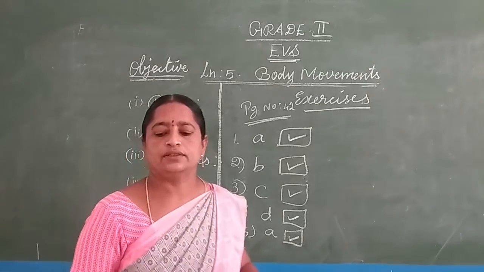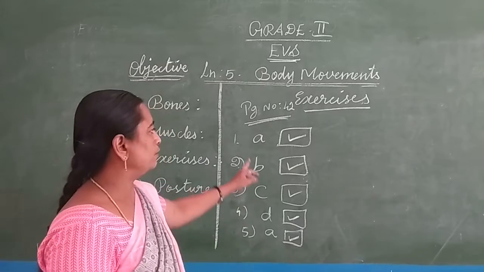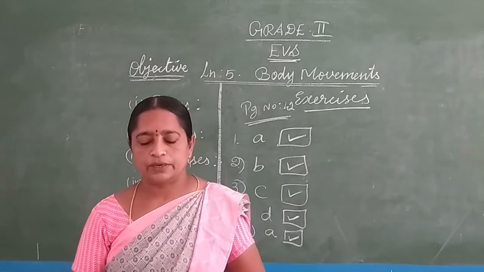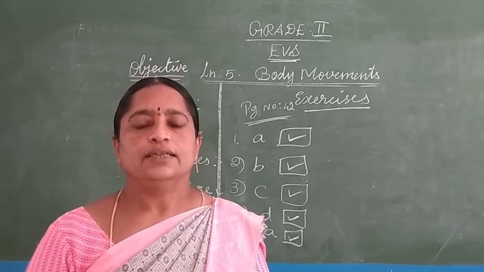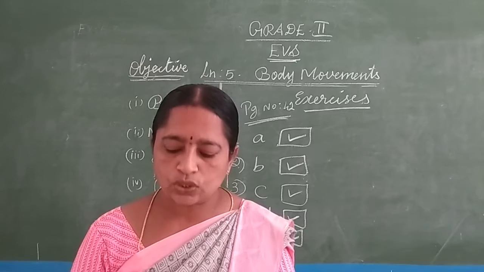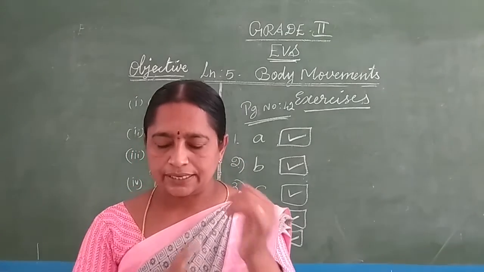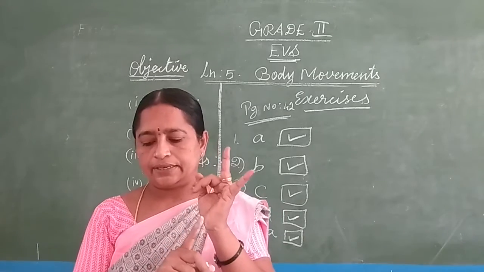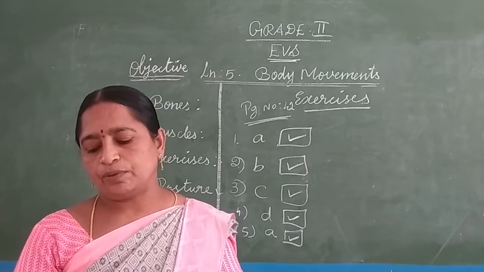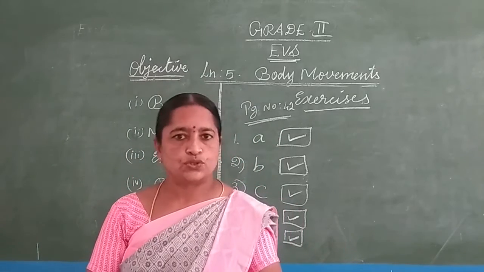So, see. First question: what covers the bones and muscles of our body? Skin. The soft part of our body: muscles. These bones protect the delicate organs in our body. To make the bones and muscles strong, we must eat healthy food and do exercise, so both A and B. The position of our body when we sit, stand or move is called posture.